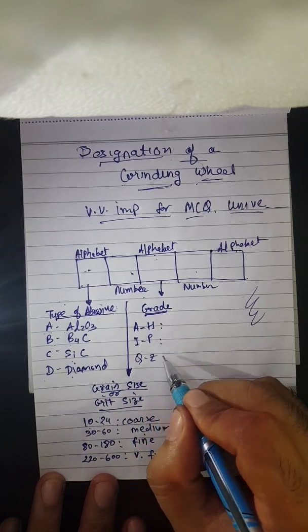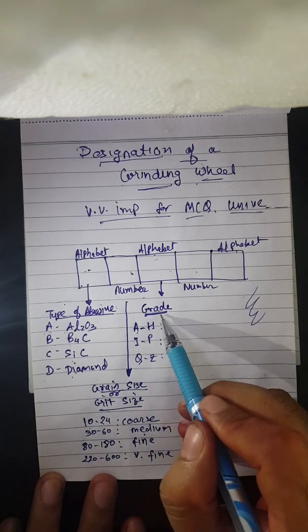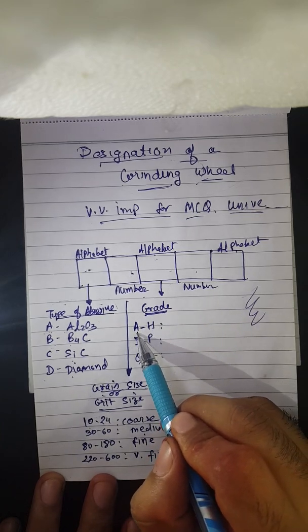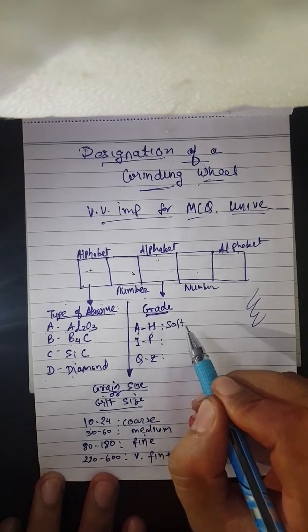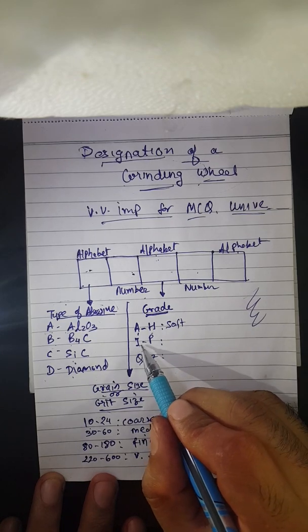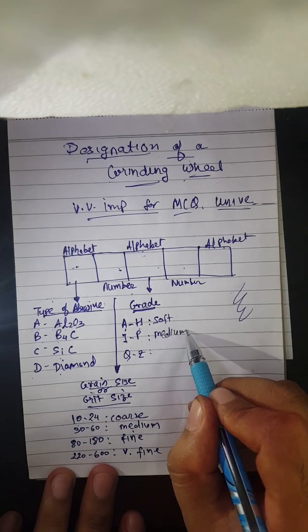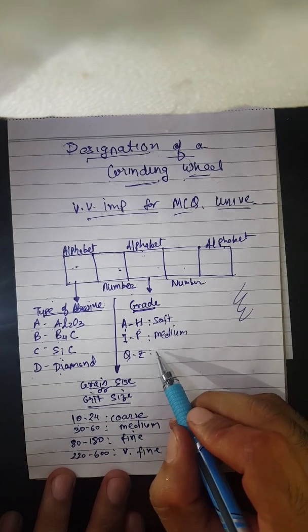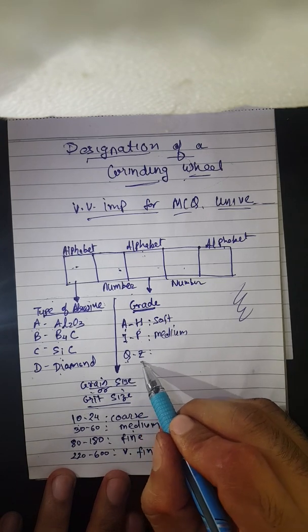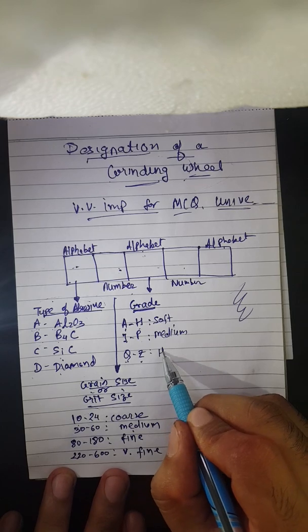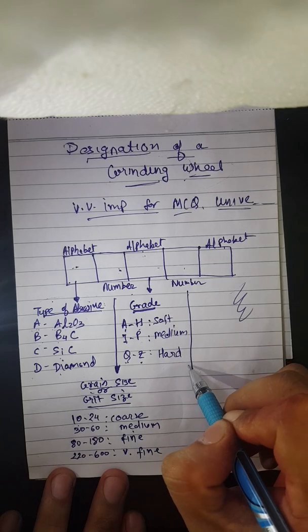So the grade of the grinding wheel can be denoted by a letter, A, B, C, D, anything. If the letter falls between A and H, it suggests that the grinding wheel you are using is a soft grade grinding wheel. If it falls between I and P, it suggests a medium grade grinding wheel. And if any alphabet falls between Q and Z, including Q and Z, then the grade of the grinding wheel is hard. We'll see what we mean by grade and all those things.